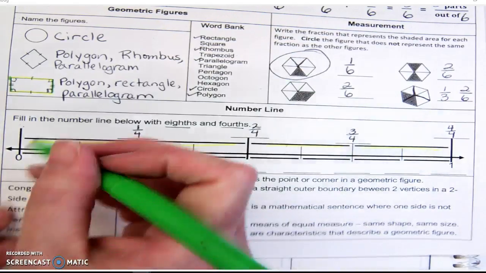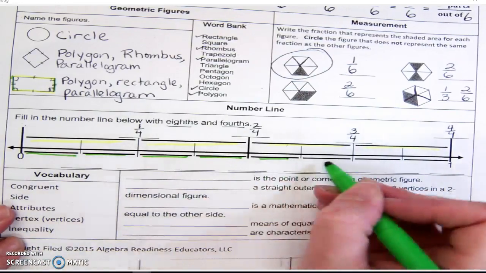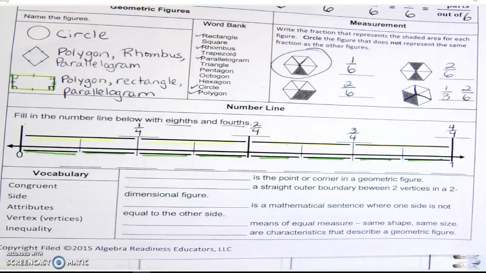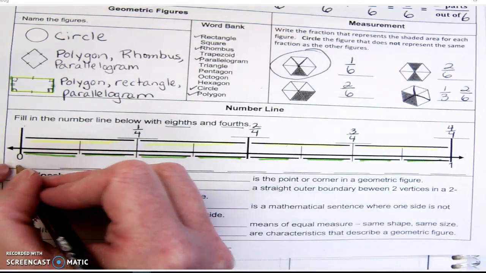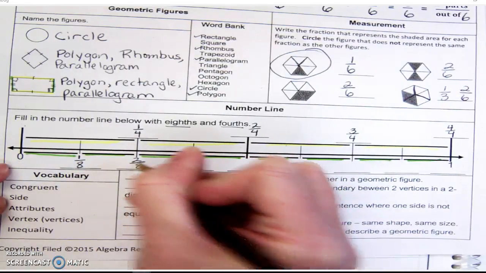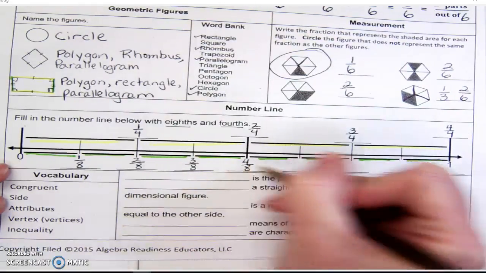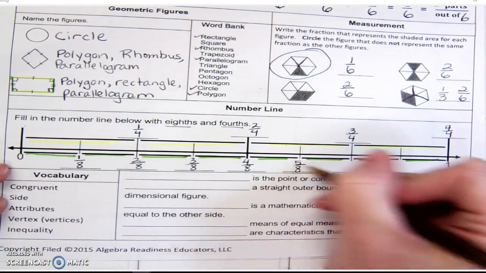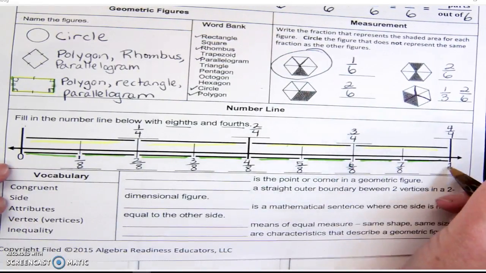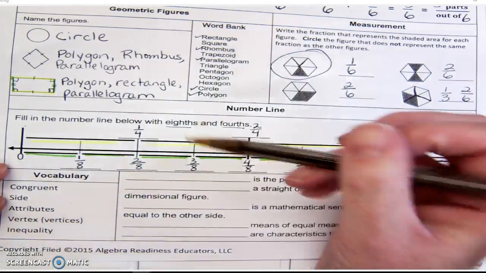On the bottom of the line, they have cut it into 1, 2, 3, 4, 5, 6, 7, 8 sections. So into eighths. So this would be 0/8, and this would be 1/8, 2/8, 3/8, 4/8, 5/8, 6/8, 7/8, and 8 out of 8 parts.